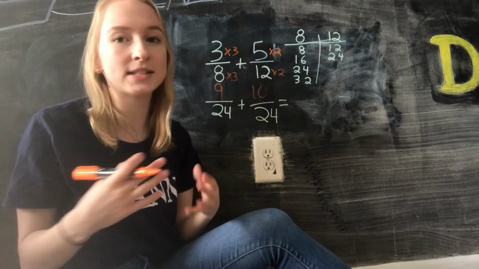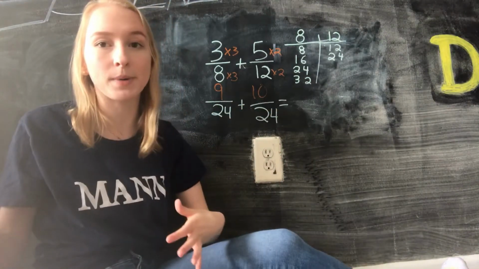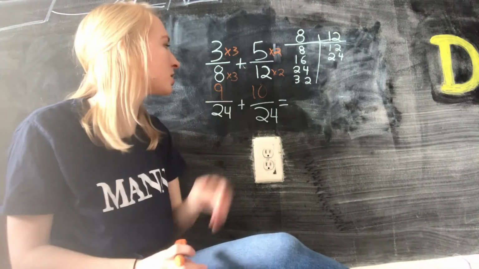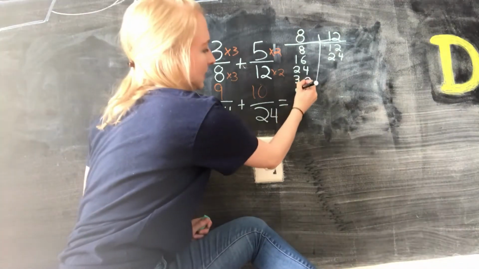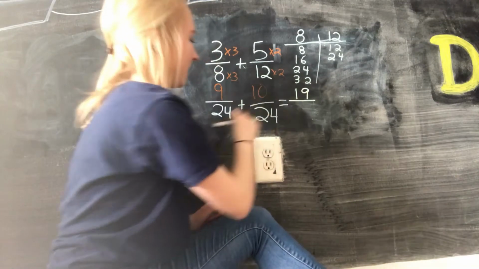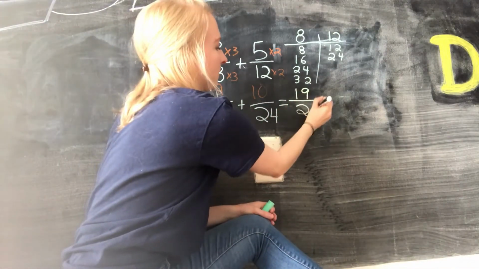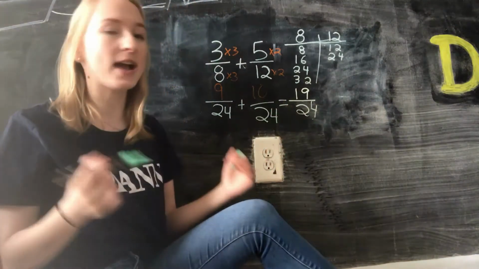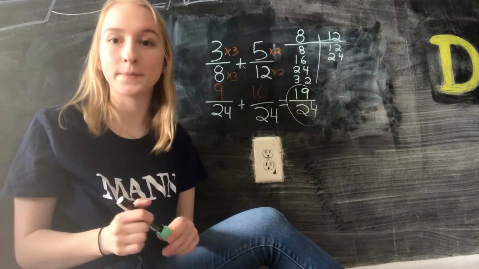So now, instead of having to add these big numbers together and just make our problem more jumbled up, we're just going to add 9 plus 10, which will give us 19. Carry our unit, or our common denominator, which is 24. And then that gives us our final answer, 19/24.